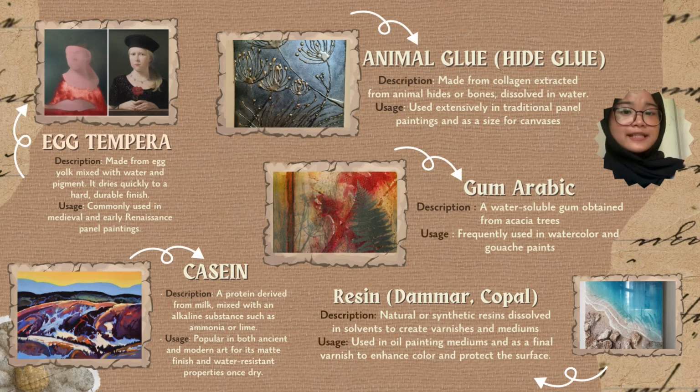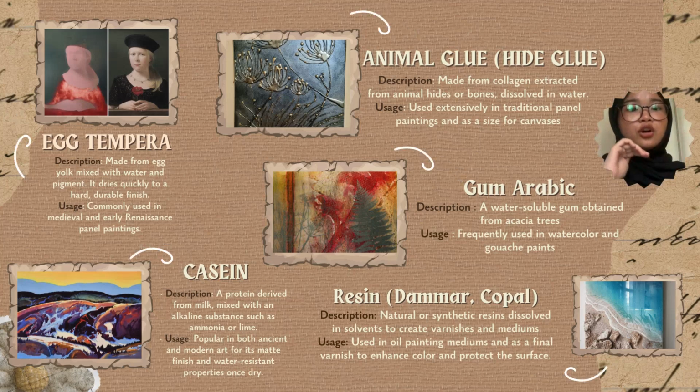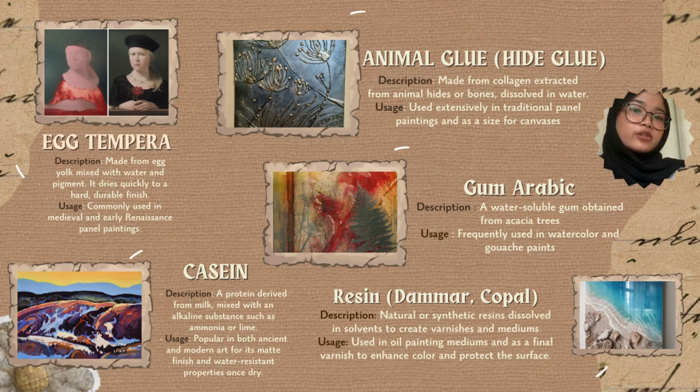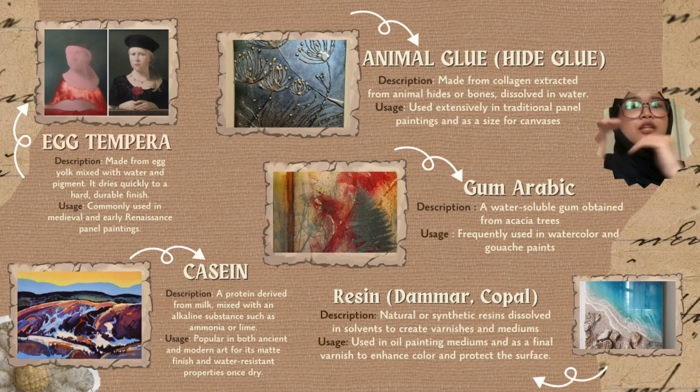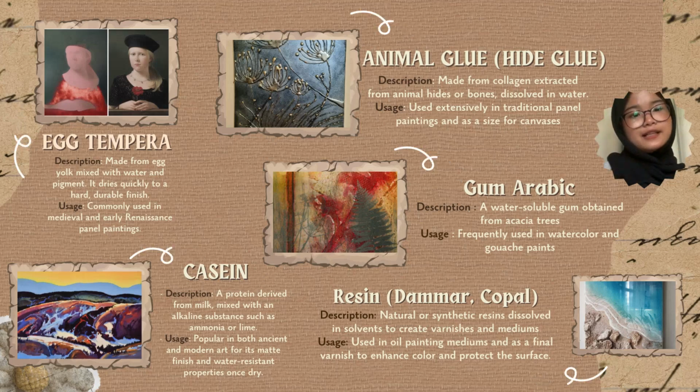Last but not least is resin, known as dammar and copal. Natural or synthetic resins are dissolved in solvents to create varnishes and mediums. They are also used in oil painting mediums and as a final varnish to enhance color and protect the surface.